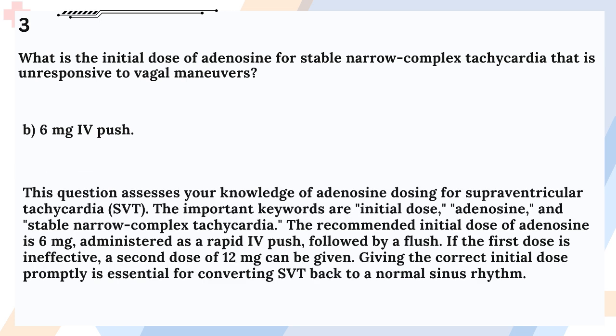Answer B. 6 mg IV push. This question assesses your knowledge of adenosine dosing for supraventricular tachycardia, SVT. The important keywords are initial dose, adenosine, and stable narrow complex tachycardia. The recommended initial dose of adenosine is 6 mg, administered as a rapid IV push, followed by a flush. If the first dose is ineffective, a second dose of 12 mg can be given. Giving the correct initial dose promptly is essential for converting SVT back to a normal sinus rhythm.